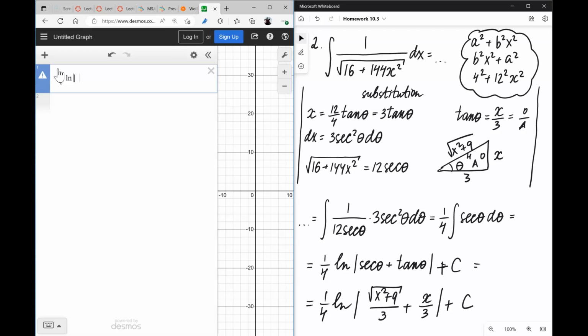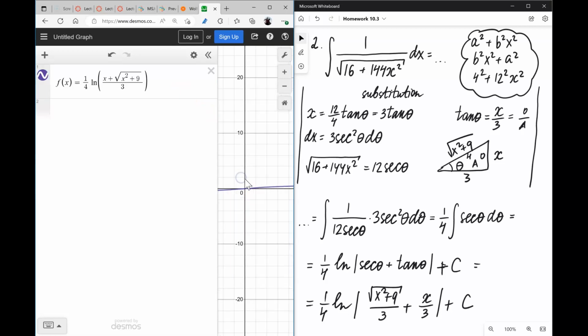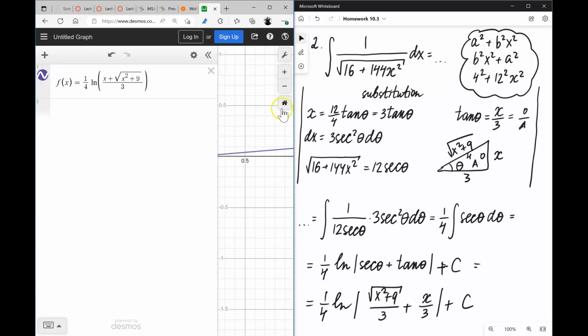Right, this is my antiderivative, supposedly. We have here x over 3 plus square root of x squared plus 9 divided by 3. So that's my function. And again, it doesn't like the absolute value, so let's put parentheses here. For when x is positive, that's what it looks like.